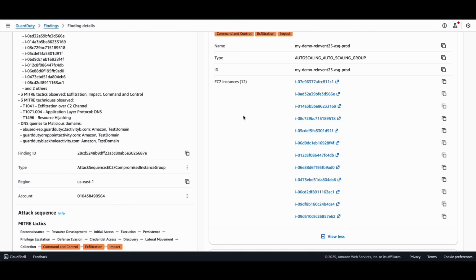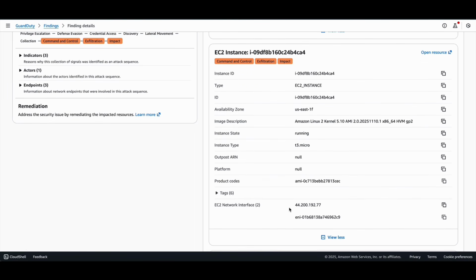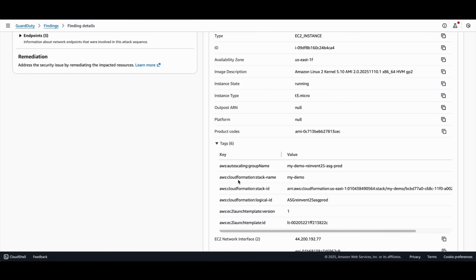Now in the resources section, you can also look at the individual instance details. For each affected instance, you get granular details like instance metadata, instance type, AMI details, availability zones. Then you have network information like public IP address or ENI details. And you can look at the tags of this EC2 instance, showing the CloudFormation stack information, auto-scaling group name as well. This level of detail helps you understand exactly what was compromised and what access the attacker potentially gained.